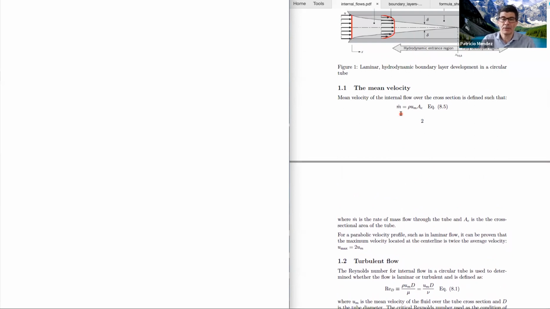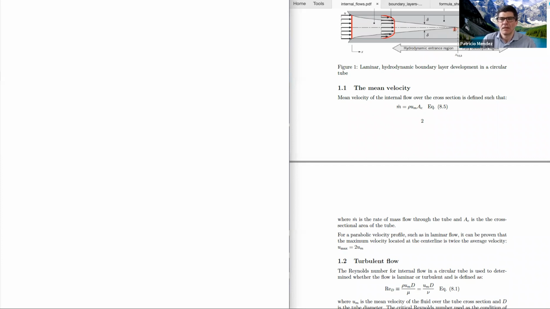That is the entry length for developing the flow. We're not talking about temperatures here. And we had said that a boundary layer develops until the two boundary layers collapse. So at this point in which we have the entry length, we can say that the thickness of the boundary layer is more or less half a diameter of the pipe, right?